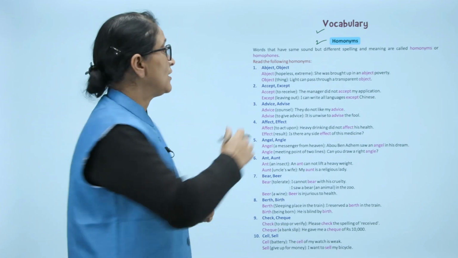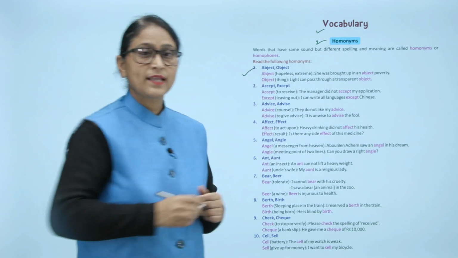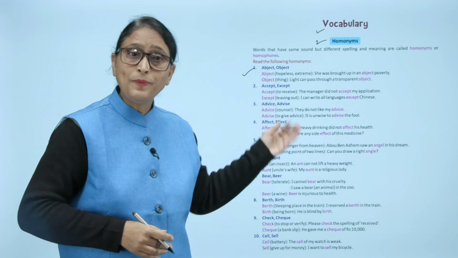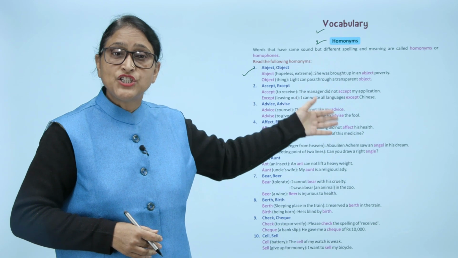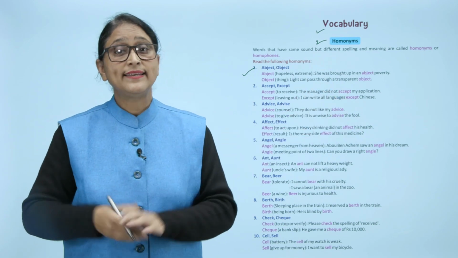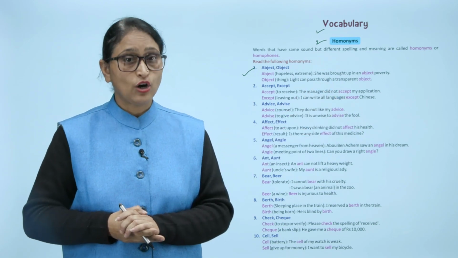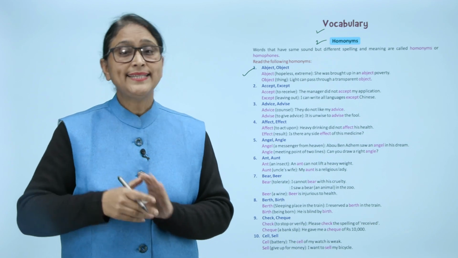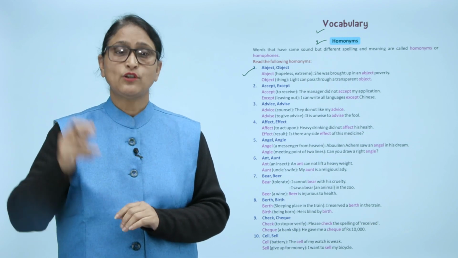Now read the following homonyms. First, abject, object. Abject, hopeless, extreme. She was brought up in an abject poverty. Object, thing. Light can pass through a transparent object.